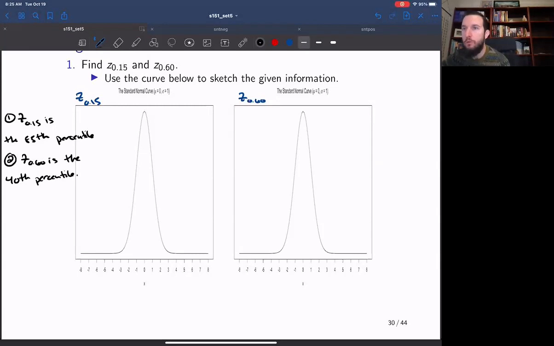All right, so for Z 0.15, what we are going to sketch out roughly is where the value would be located. We don't actually know what the Z-score value is going to be, but we can use the curve to highlight where we think the value is going to be located. So in this particular situation, we're going to start by marking just roughly where we think the value is going to be located. Okay, so we'll go right about here. So we have Z 0.15.